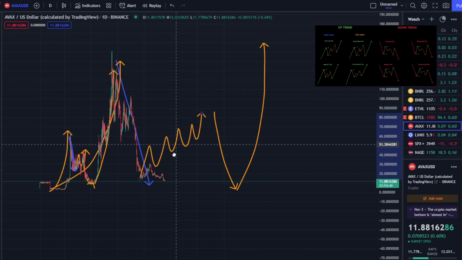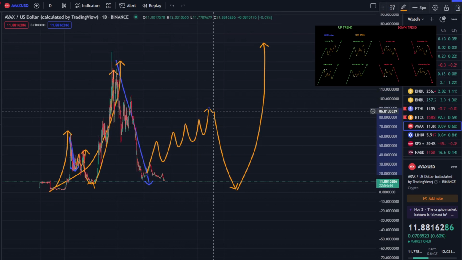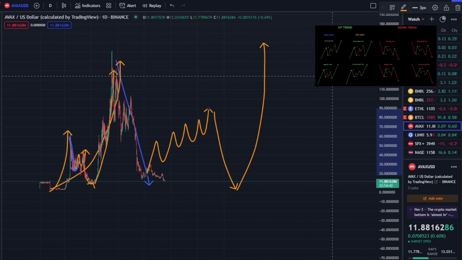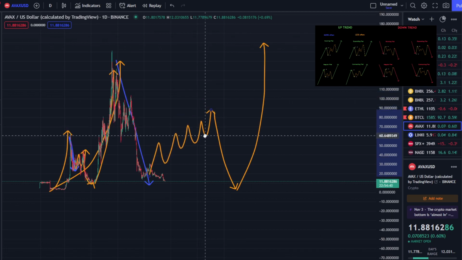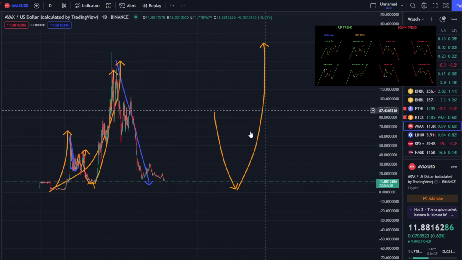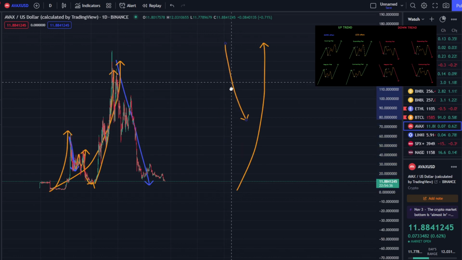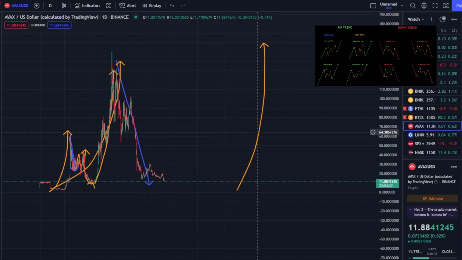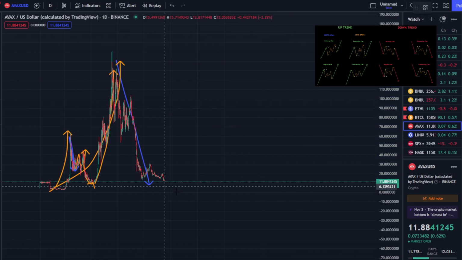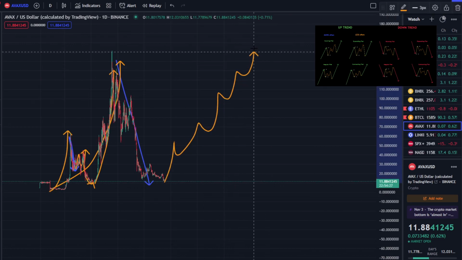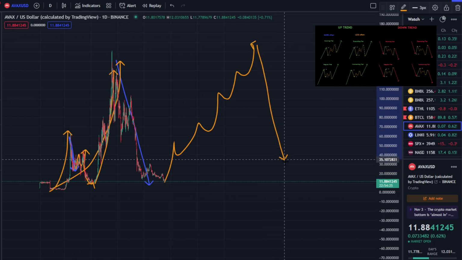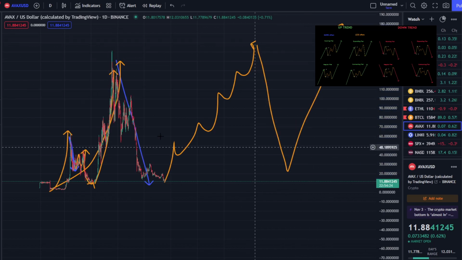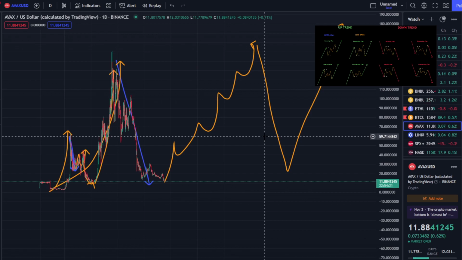Now this wave, I draw this as a regular flat, as you can see, but keep in mind that this can be a running flat. All right, so if that's a running flat, we are not gonna see a drop that will break the lows one more time, but most likely something that will look like this, and that's still possible. Something that will break the top, go back down, and complete a running flat. That's possible, but it's too far to forecast.